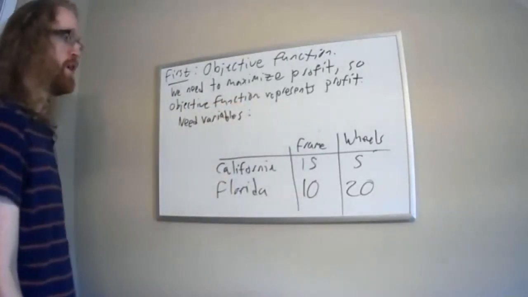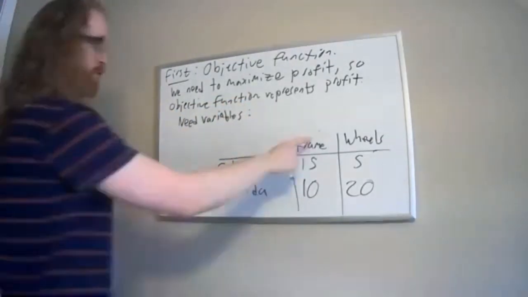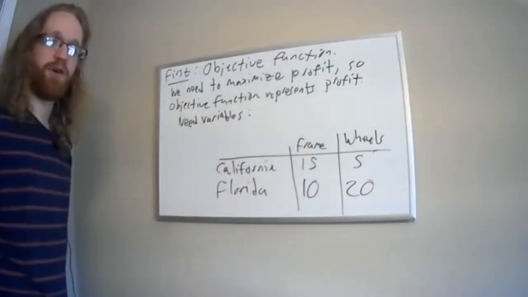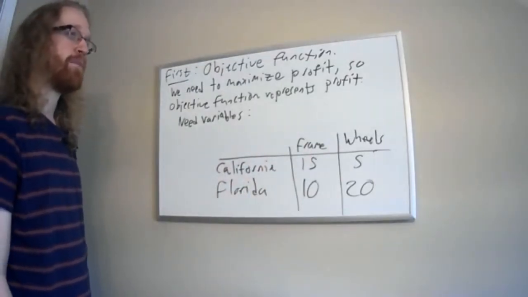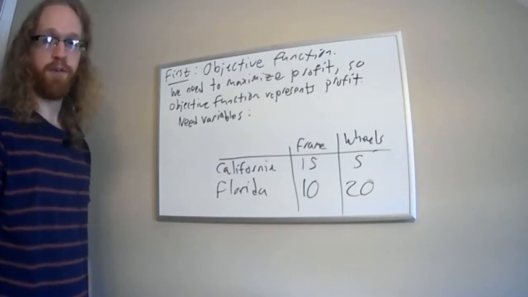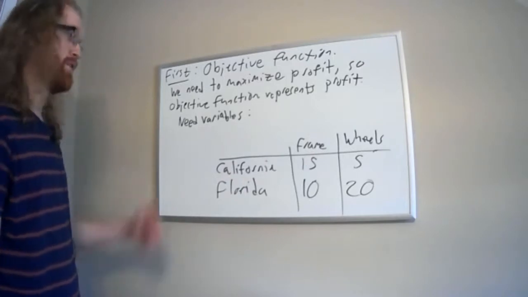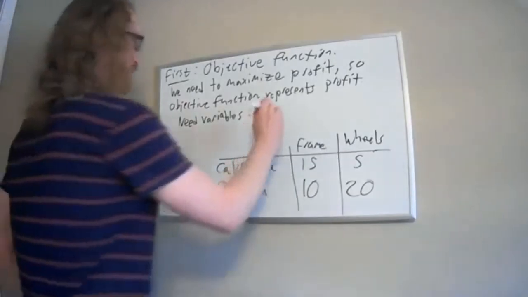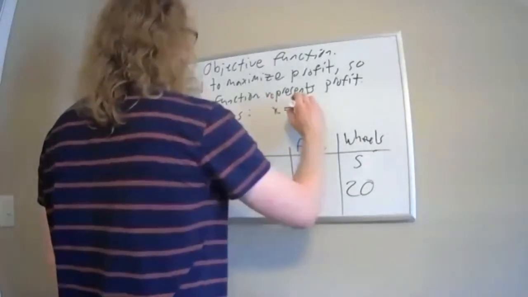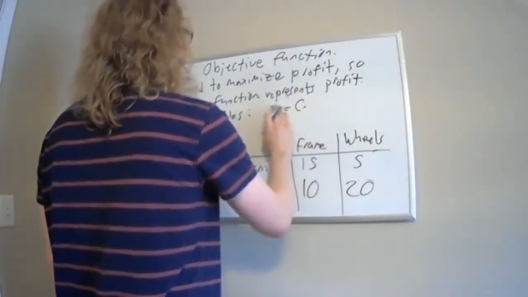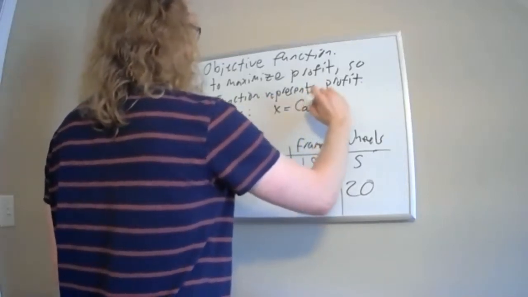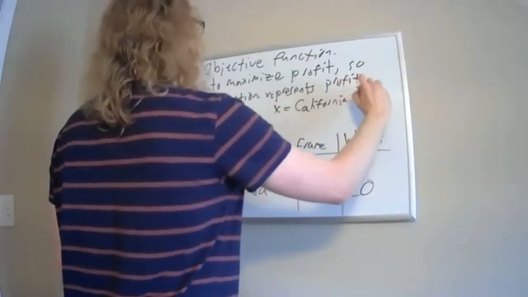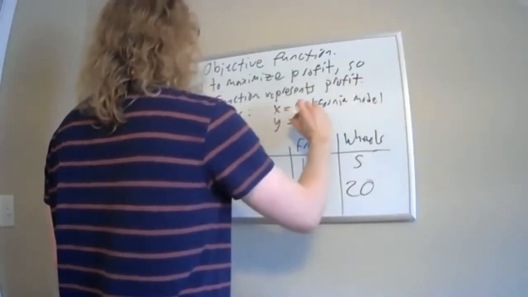And what should my variables be? Well, they should be the things that I don't know, but kind of need to know. And what do I need to know? Well, I'm basically asking how much of each kind of skate I need to produce, right? I've got the California and I've got the Florida. So we'll call X the California model, and Y will be the Florida model.